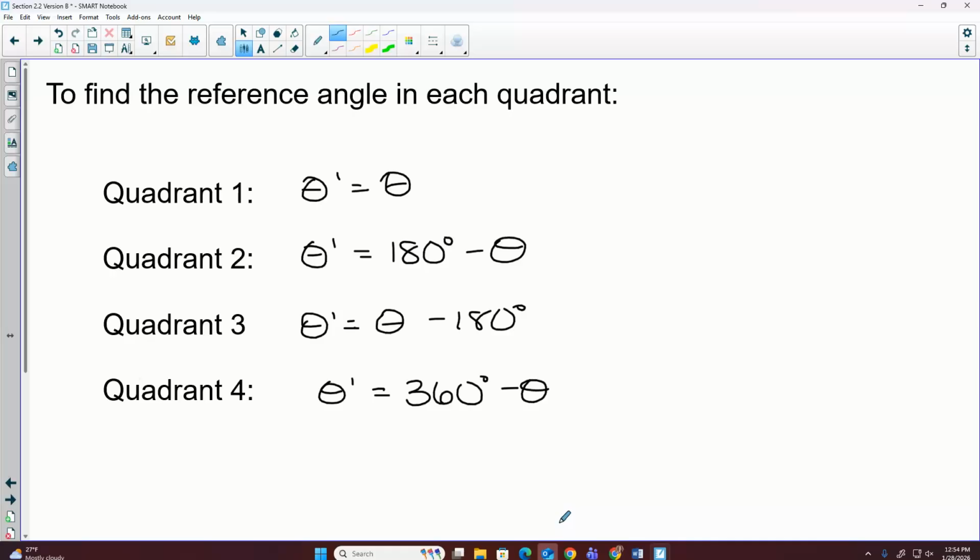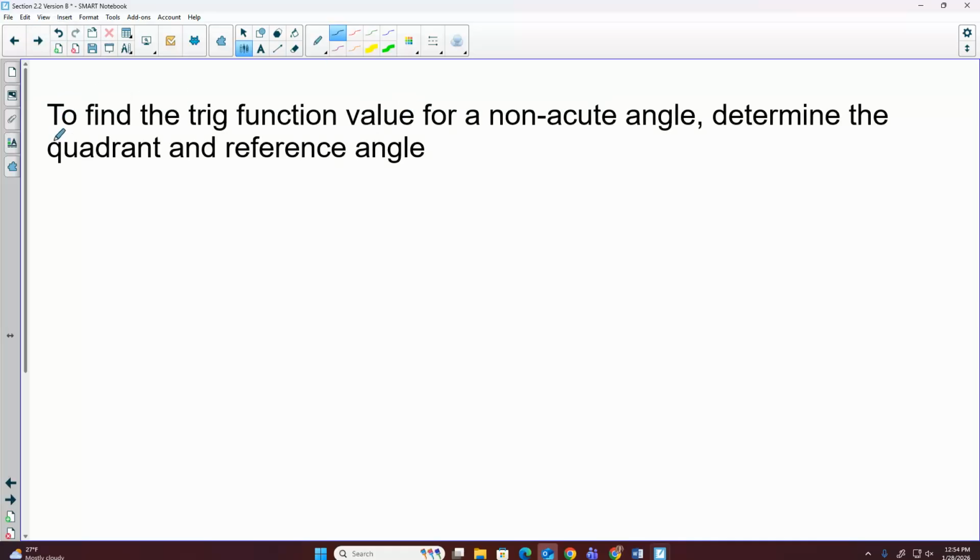All right, so everybody have this done? All right. That's what we need to be able to evaluate all of our others. So if I give you a non-acute angle, an angle bigger than 90 degrees, what you are going to do is tell me the quadrant and the reference angle to evaluate. All right, so let's look this up.